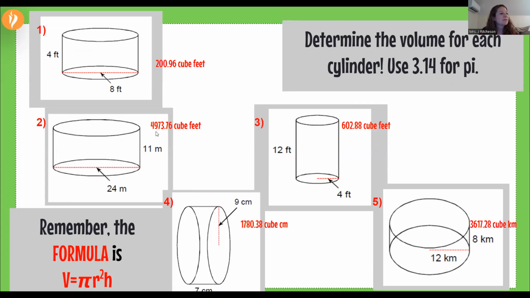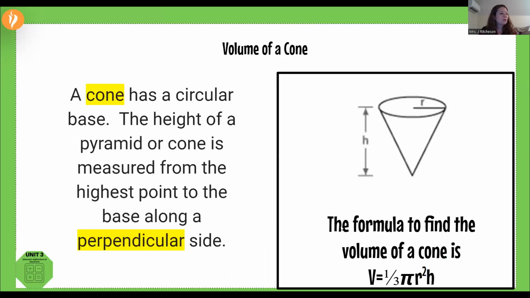The second one is 4,973.76. The number 3 is 602.88 cubic feet. Number 11, 1,780.38 cubic centimeters. And number 5 should be 6,317.28. All right, did you guys get those right?